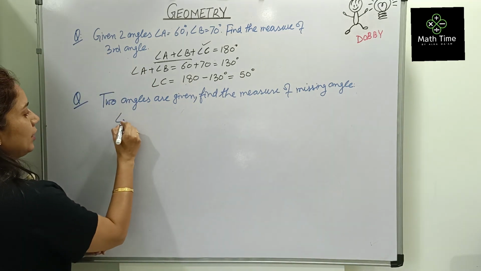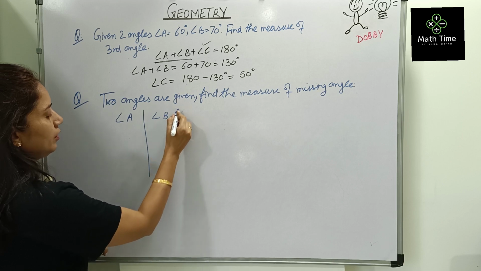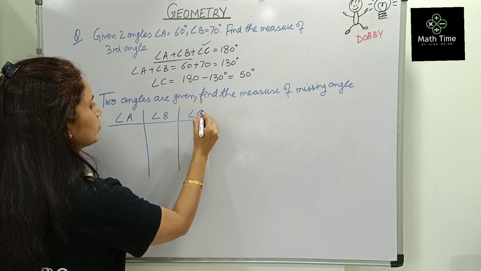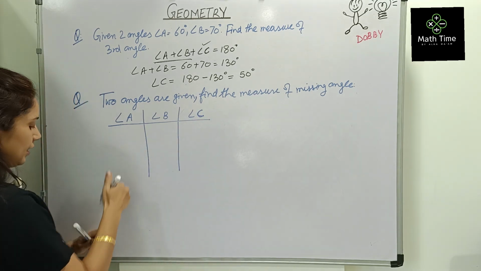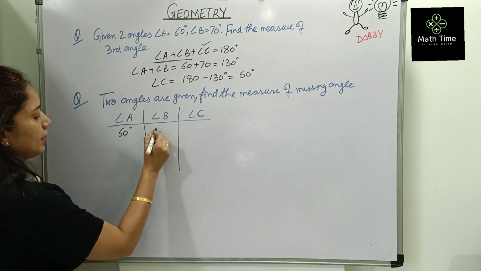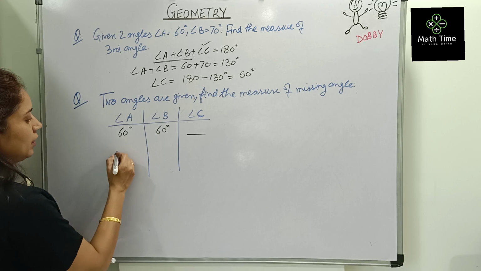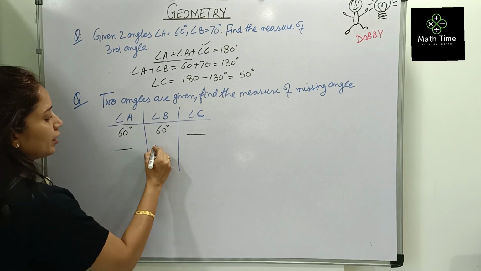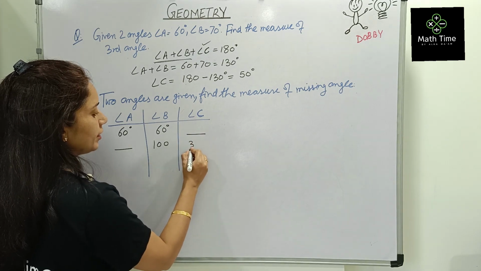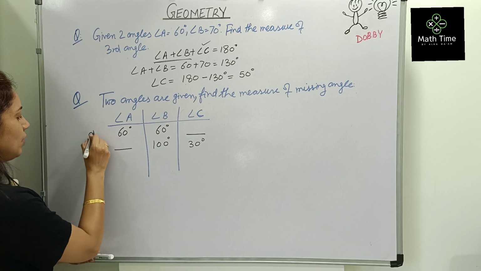I am making a table here. This is angle A, angle B, angle C. Okay. Angle A suppose given to us is 60 degree. Angle B also 60 degree. Angle C we have to find. Angle A we have to find. Angle B suppose given 100 degree. And here given 30 degree. We have to find angle A. This is A part, B part.